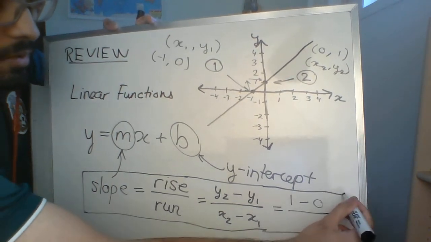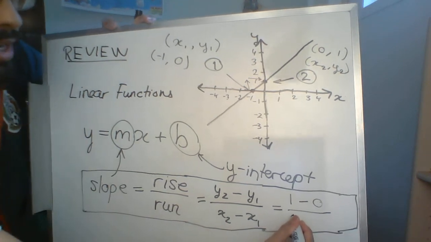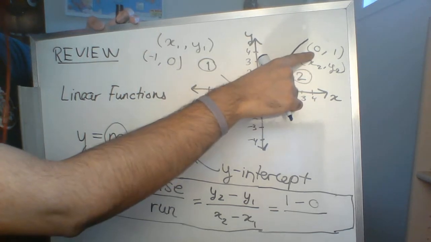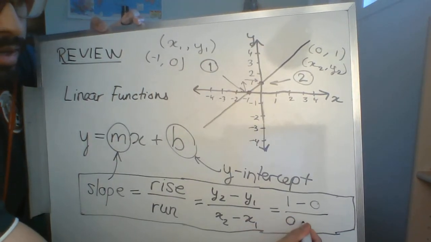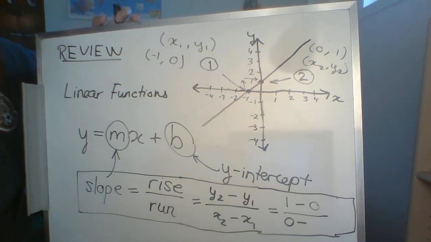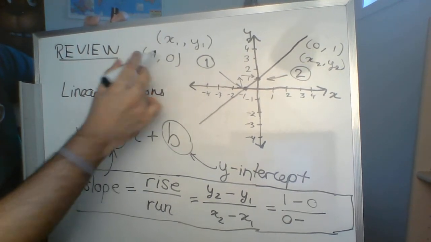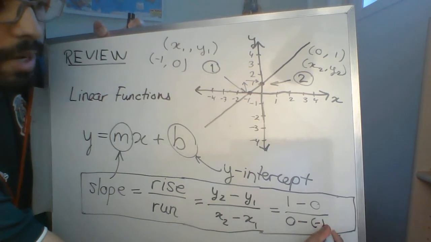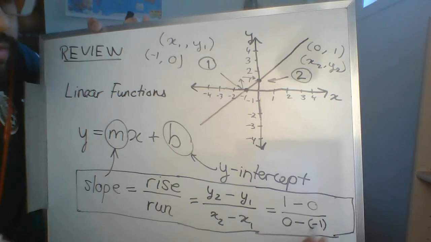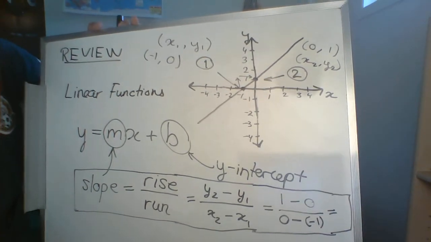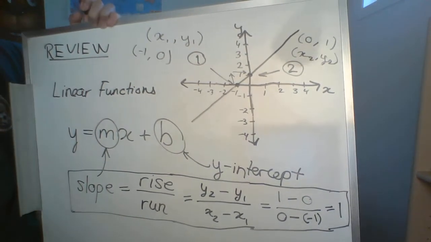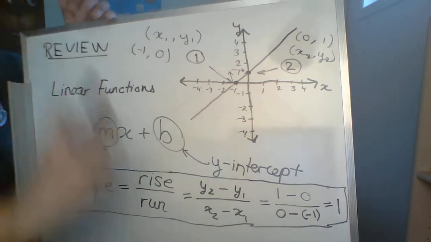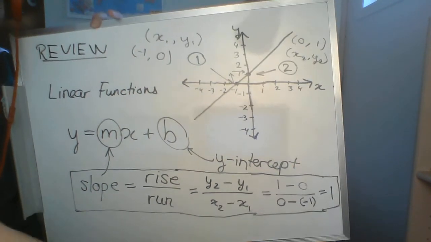And I'm going to need a little bit more room. And then in the denominator, x2, the x coordinate of our second point, that's over here, that's going to be 0, minus sign, because that's over here in the equation. And then we look over here, our x-coordinate for the first point, so x1, is negative 1. So I put in a minus 1 in there. And if you go ahead and do that calculation, you should get 1 over 1, so a slope of 1, which makes sense because the rise and run would give us the same thing. So there's a little bit of a more mathematical way to calculate the slope.